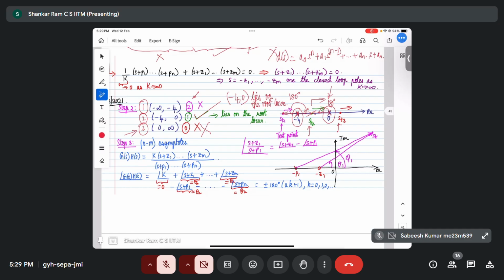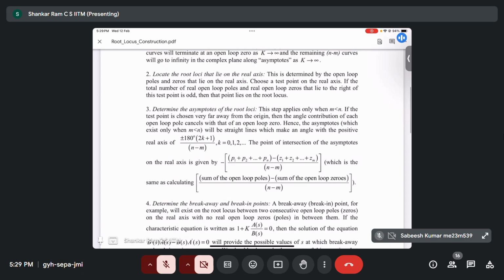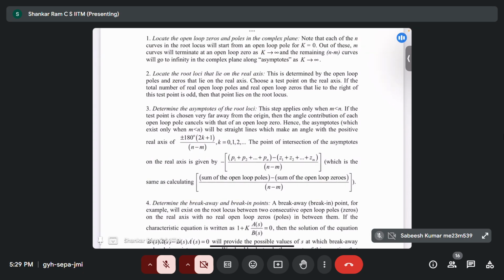All right. So now we understand the importance of step 2. Let's go to step 3. Once again, I'm going to give intuitive explanations of these steps, and then we will see where we go. In step 3, you and I will determine the asymptotes of the root locus.